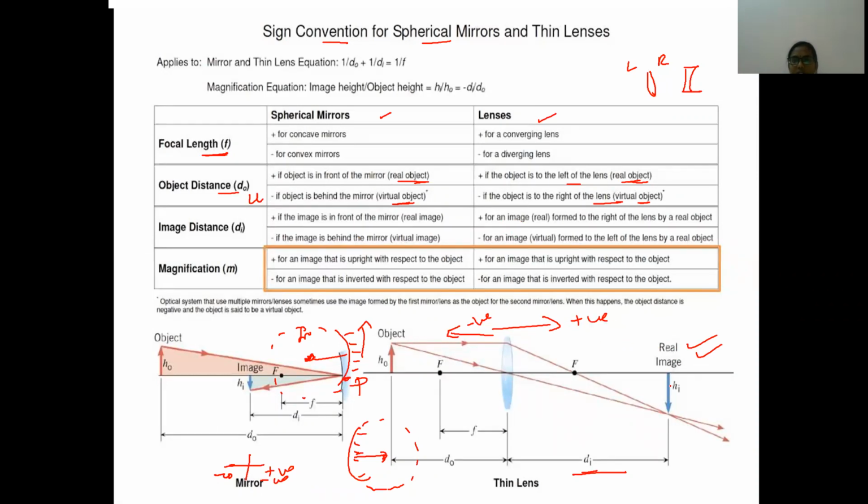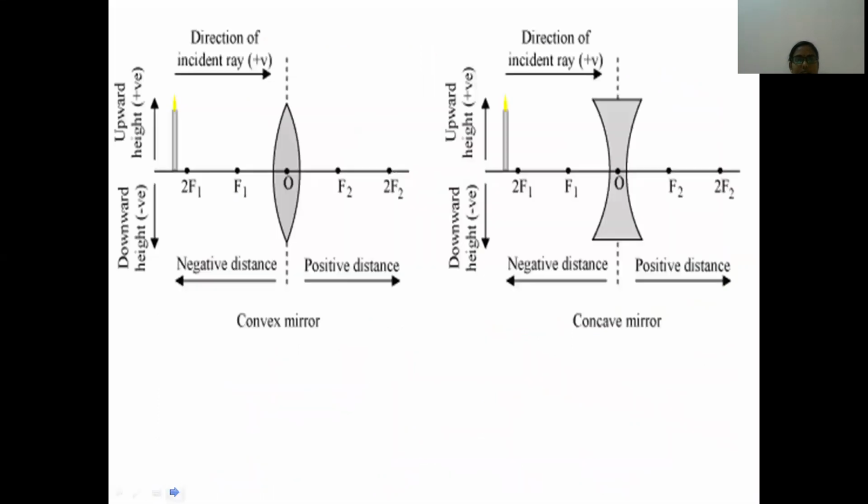So if the object is here, going from the optic center to the image along the direction, we take that as positive, and if we go to the opposite side, we take it as negative. And focal length also, you can see here, negative focal length on the back side, for a diverging lens. And the magnification, you can solve using the formula. So by using sign convention, you can see the picture clearly.